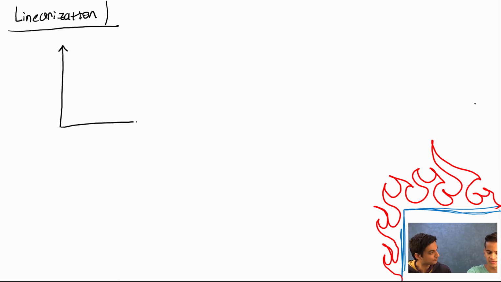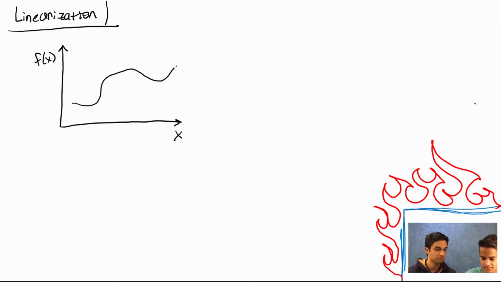Right. So we can graph this. It would look something like this. Just x, f of x, and it's some complicated function. Okay, so we're going to try and achieve linearization.